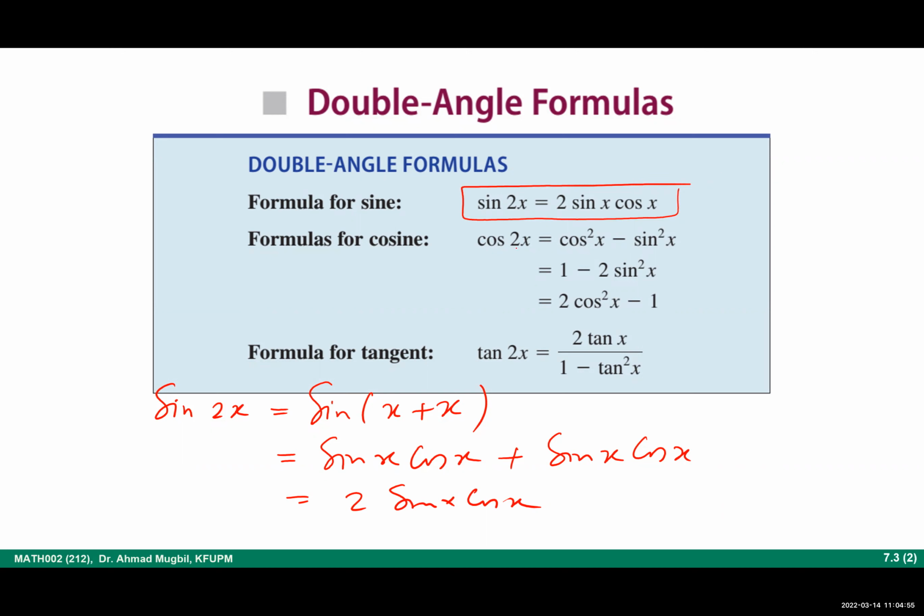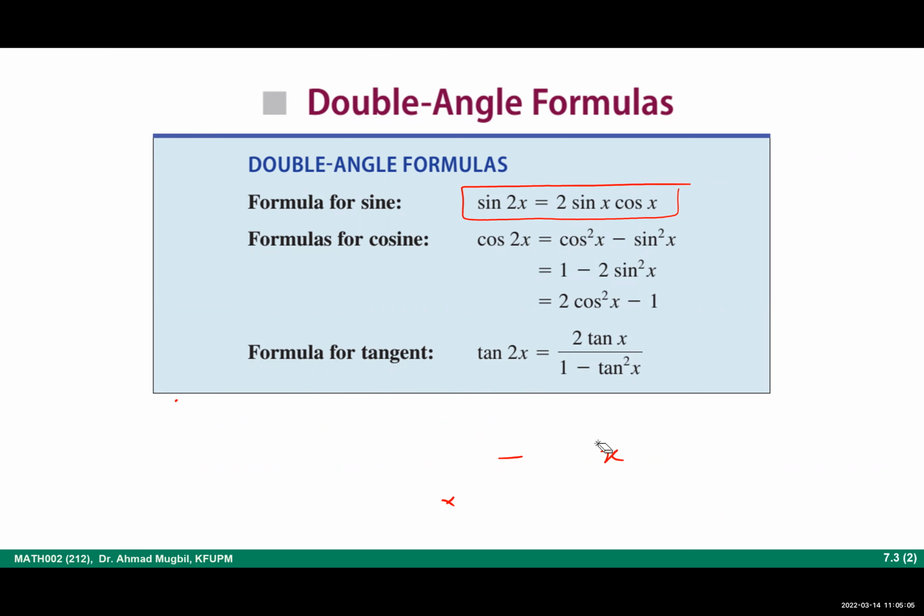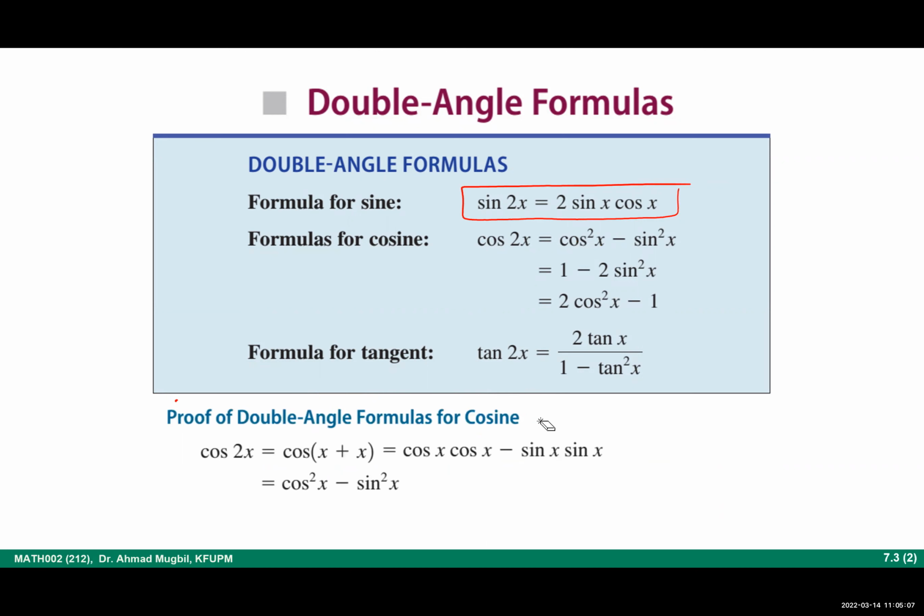The double angle formula for cosine is: cosine 2x equals cosine squared x minus sine squared x. And I think you know why, by the same idea. Let me show you here. I mentioned this one, cosine 2x, because I expect that sine 2x is so easy. So here again, you apply the addition formula for cosine. It will be cosine x cosine x minus sine x sine x, which is cosine squared minus sine squared. Now, this is the formula.